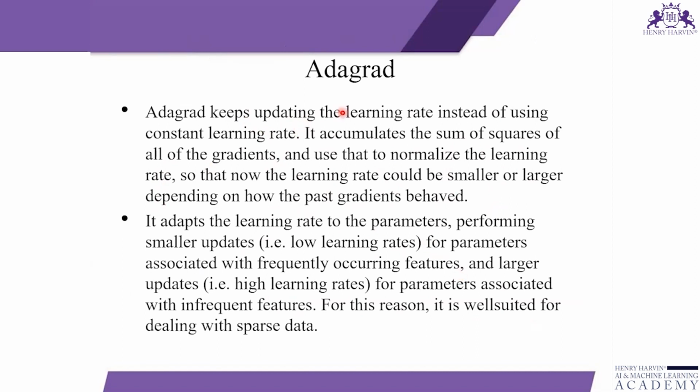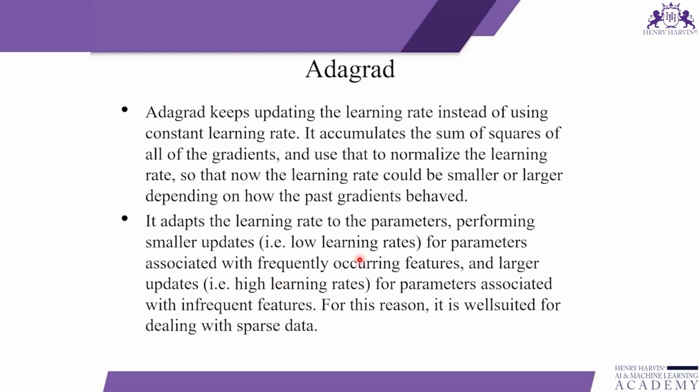AdaGrad keeps updating the learning rate instead of using a constant learning rate. It accumulates the sum of squares of all the gradients and uses that to normalize the learning rate, so that now the learning rate could be smaller or larger, depending upon how the past gradients behave. That is very nice, right?